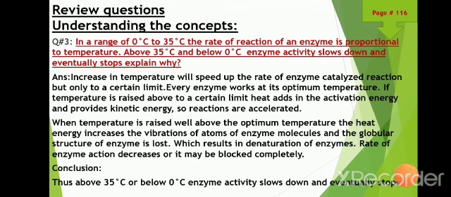Now come to review questions. On page number 116, understanding the concepts. Question number 3. In a range of 0 degrees Celsius to 35 degrees Celsius, the rate of reaction of an enzyme is proportional to temperature. Above 35 degrees Celsius and below 0 degrees Celsius, enzyme activity slows down and eventually stops. Explain why.